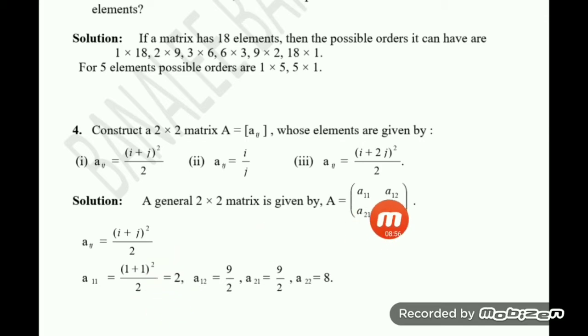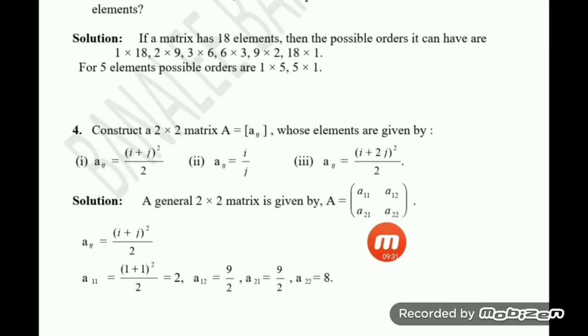Next we have to find out the first row, second column element, that is A12. In this case I is 1, j is 2. So substituting here, 1 plus 2 is equal to 3. 3 square is 9, 9 by 2 is your value of A12. Then you have to calculate A21. I is 2, j is 1. So calculating, what we'll have? 2 plus 1 whole square divided by 2. 2 plus 1 whole square is 9. So 9 by 2 is the next value, A21.